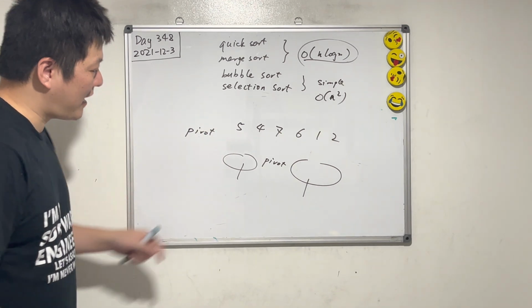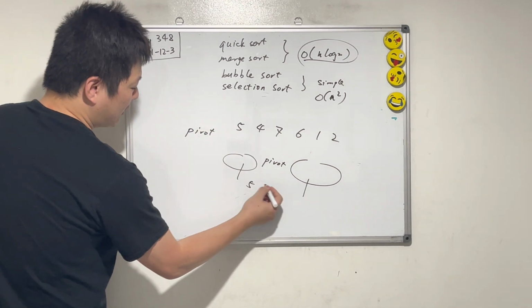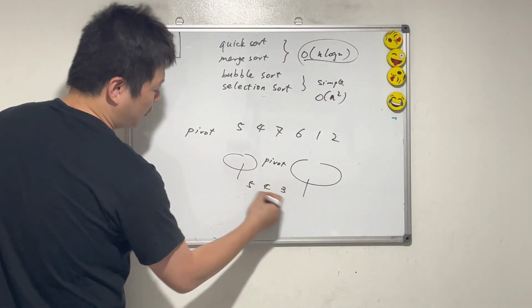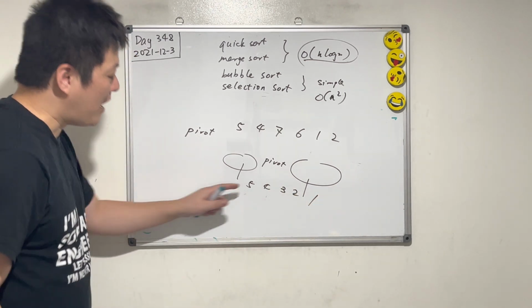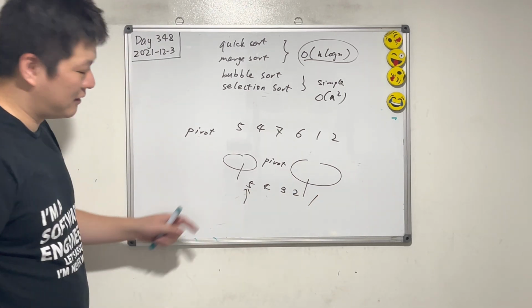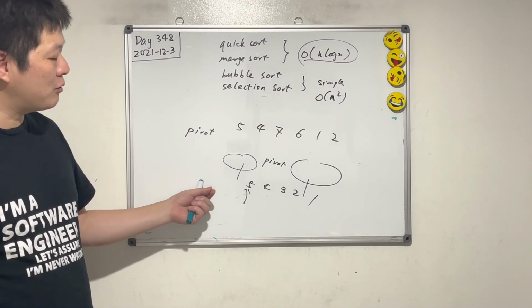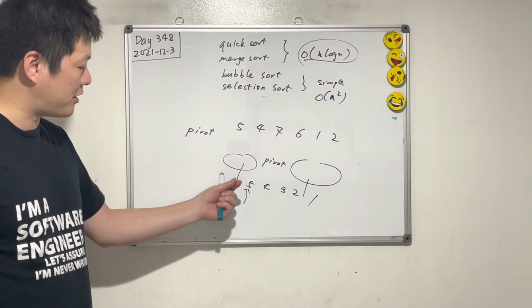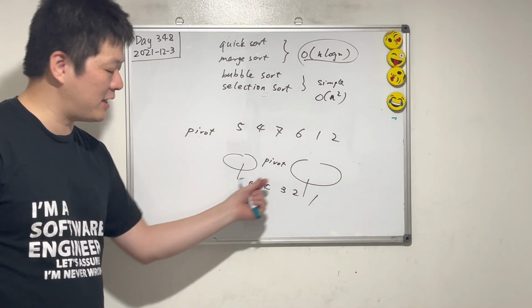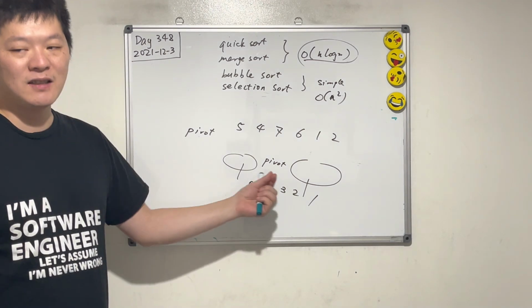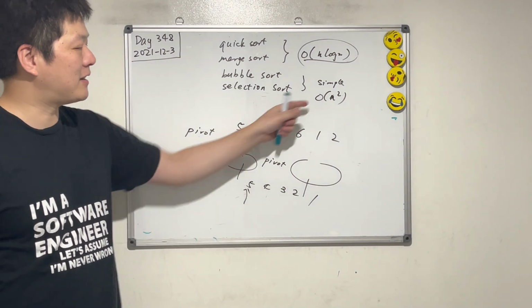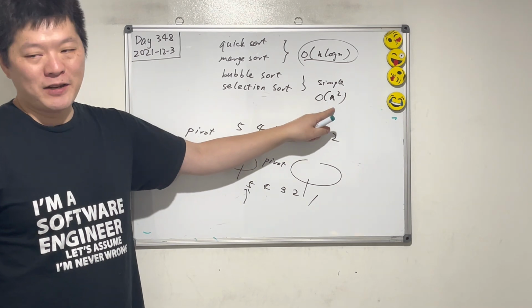But in the worst case, if the array is already sorted or reverse sorted, right? And then every time you pick the first one, what happens? So in this case, you don't partition into two. You always have all the elements on the right hand side. So in this case, what happens? The time complexity will be downgraded to O(n²).